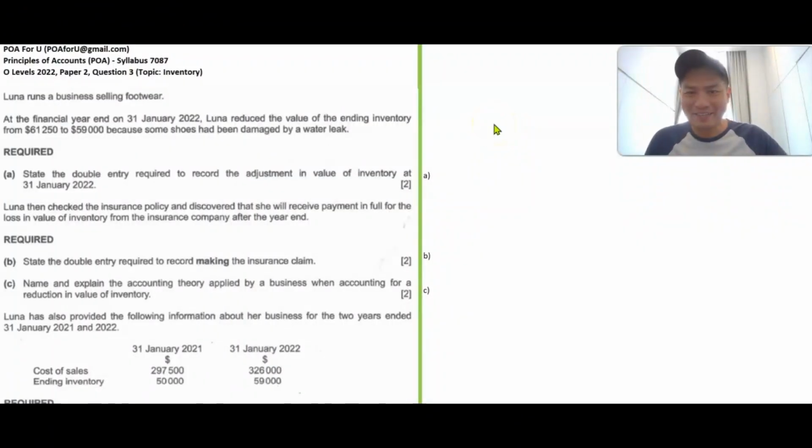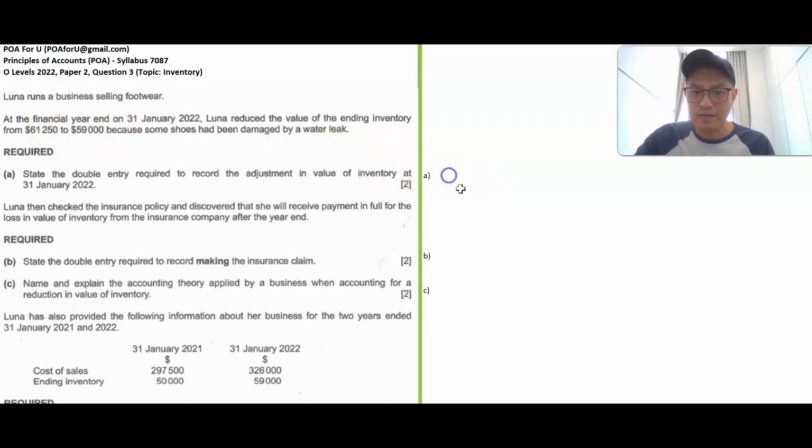Alright, let's see what we have here. Luna has a business selling footwear, and for the end of the financial year, the ending inventory, she's reduced the value of it from 61,000 to 59,000, and that's because of a water leak. Now, they've asked us to do a double entry for this.